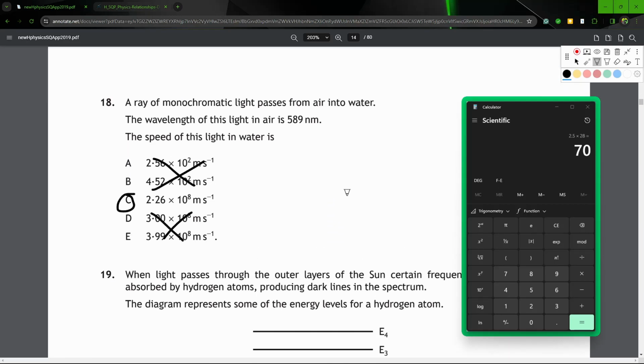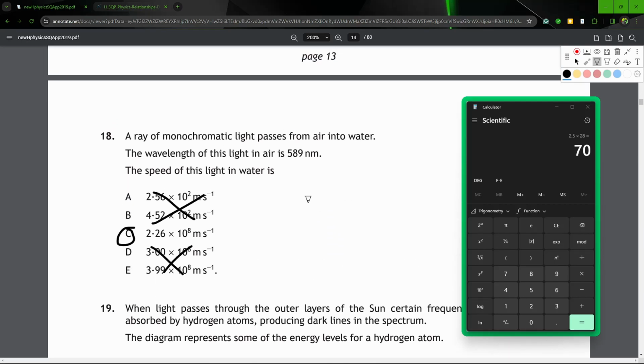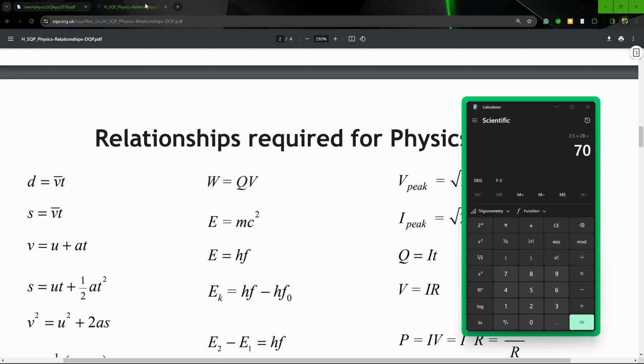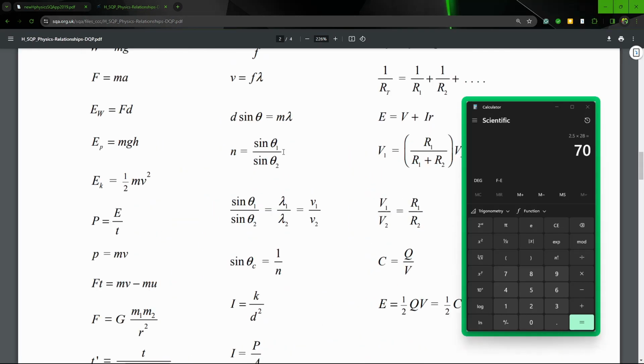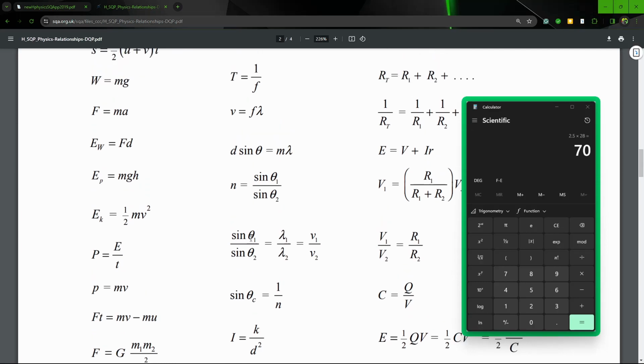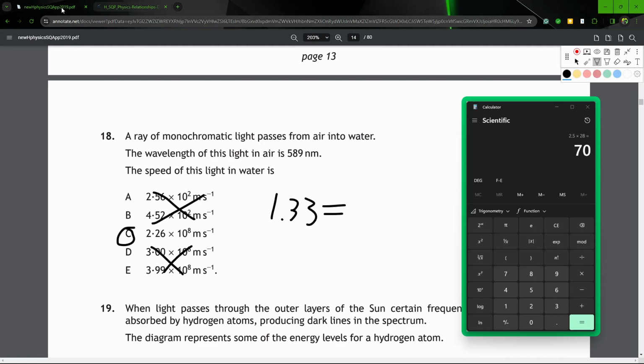Water. So if it's 1.33, then we can use our relationship sheet. So n effectively equals c over v.